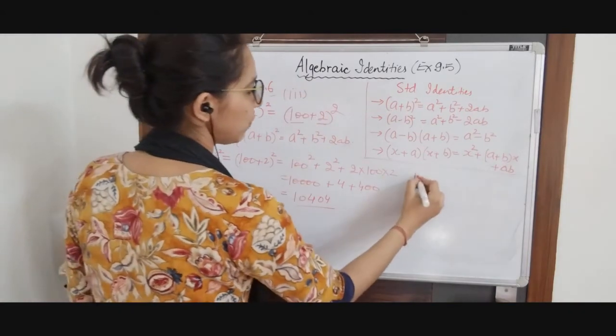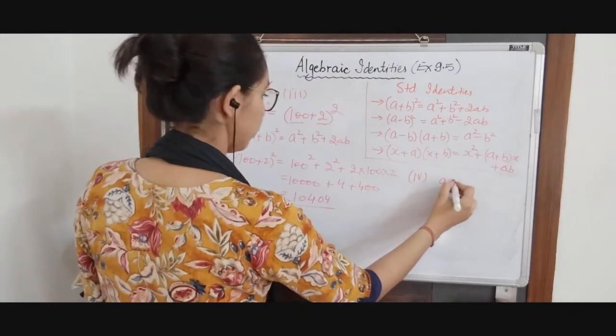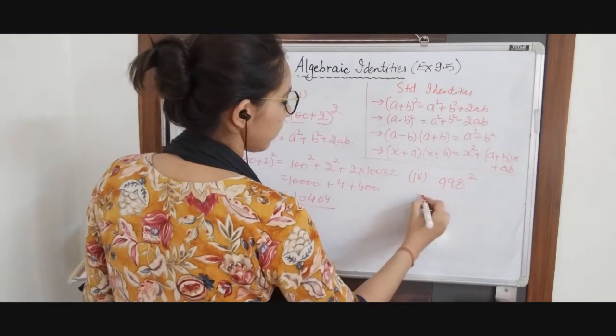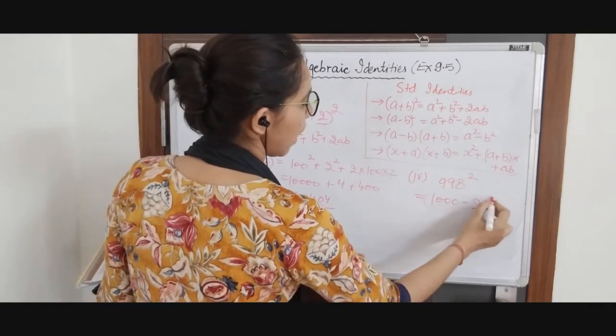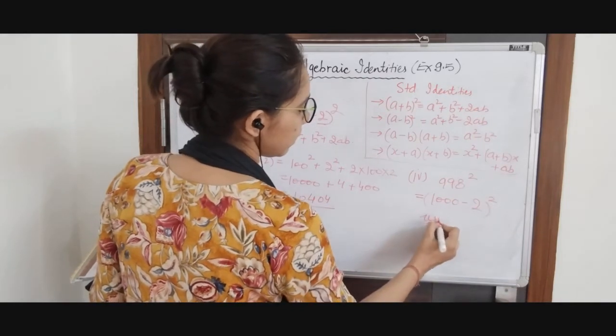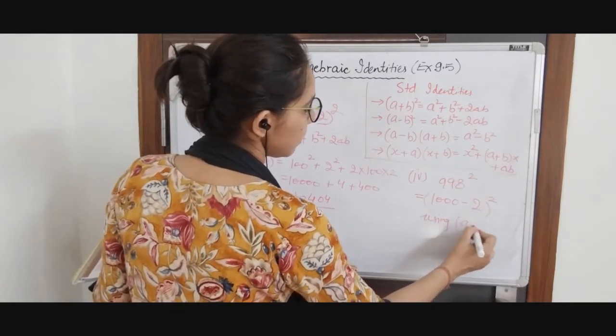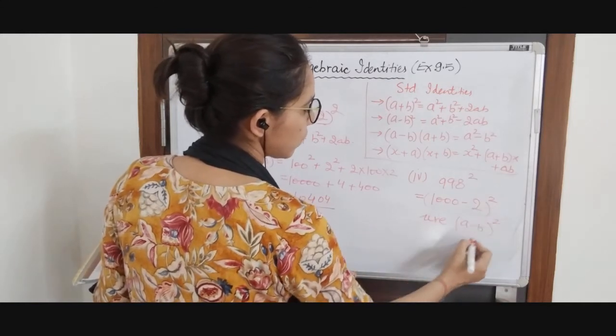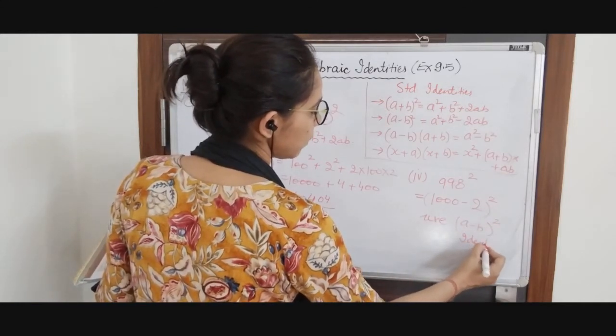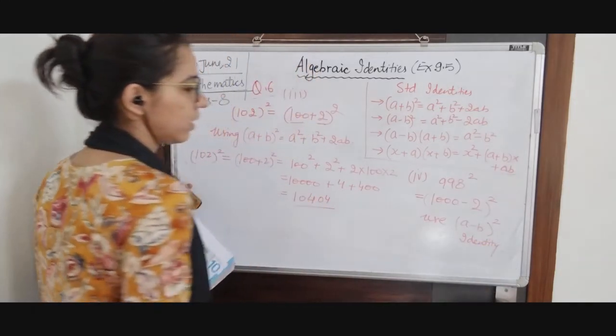Similarly, 998 in the fourth part. I am not going to simplify the fourth part, I am just going to give you a hint. 998 square. We can write 998 as 1000 minus 2, and now I can use the second identity. Use the (a - b) whole square identity, the second one, and then we will get the answer.